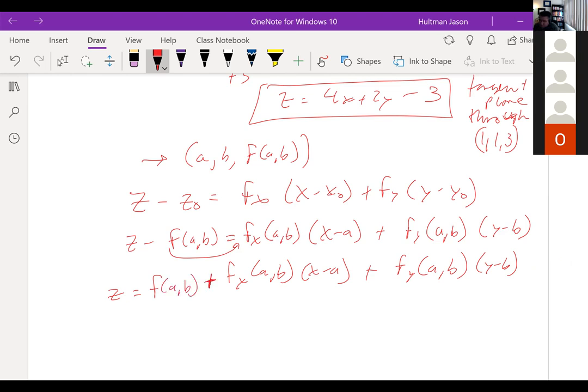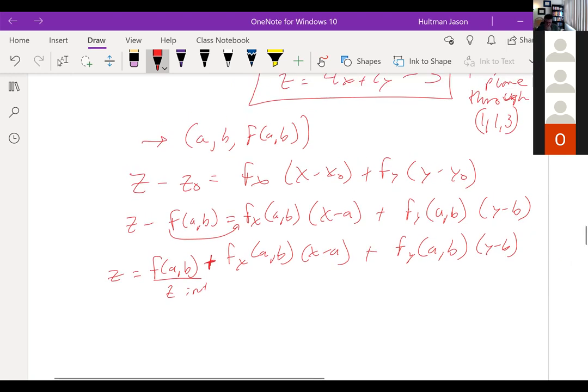Okay, so think of that as your z-intercept. This is kind of like your z-intercept, right? Because when A is 0 and when B is 0, then we get this f of AB. That's kind of like your z-intercept. It's going to be where it crosses the z-axis.